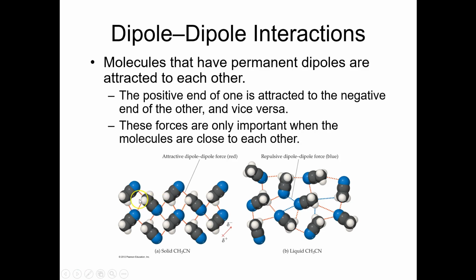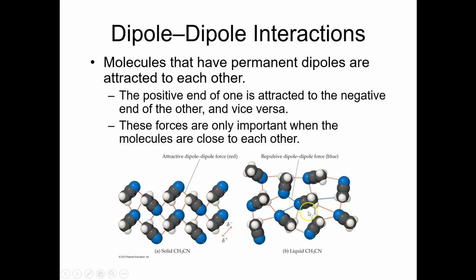And if you look at this crystal structure of acetonitrile in the solid phase, you will see that these molecules are all aligned, so that the hydrogen or positive end of each molecule is aligned with the nitrogen or negative end of each neighboring molecule. And they're locked into this lattice in which it's all head to tail, head to tail, head to tail.